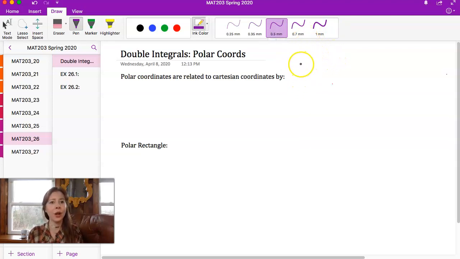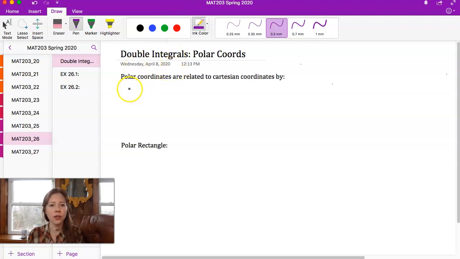In this lecture, we are going to be returning to working with double integrals, but this time we are going to evaluate double integrals using polar coordinates. So let's just get right into it. Polar coordinates are related to Cartesian coordinates as follows.